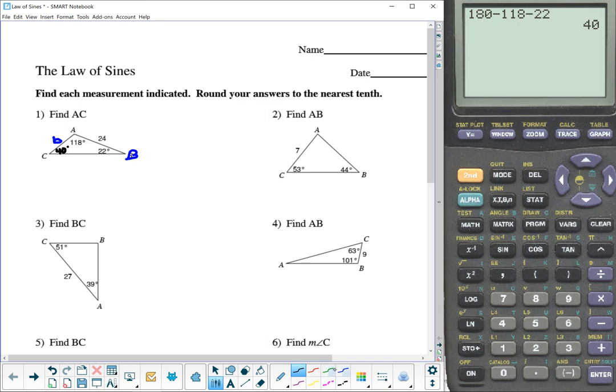Okay, so I can utilize the law of sines with 24 over the sine of 40 degrees. That's what I'm going to start with. That's going to equal B over the sine of 22 degrees, because the B and the 22 are across from each other.